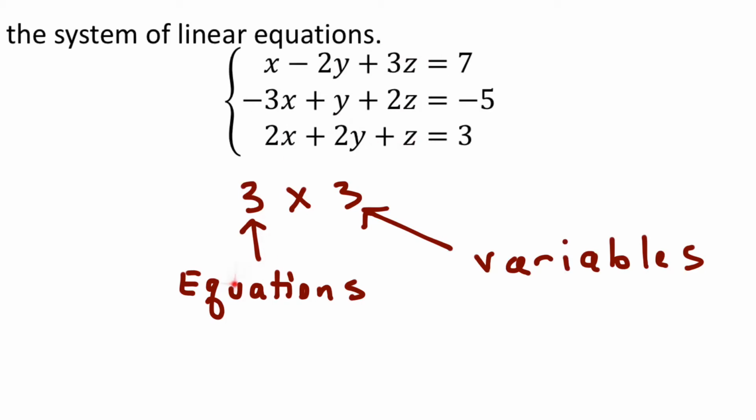So the first three, the number of equations, 1, 2, 3. The second three, the number of variables, 1, 2, 3.